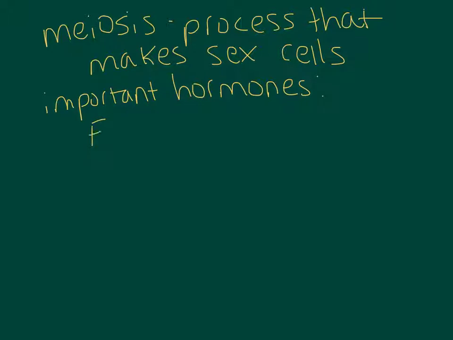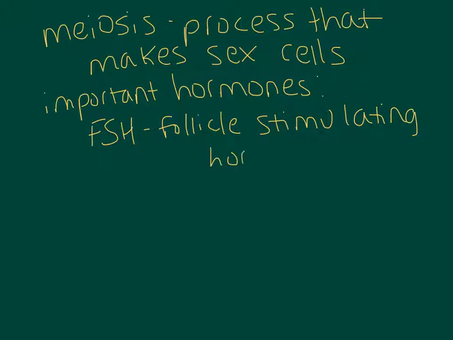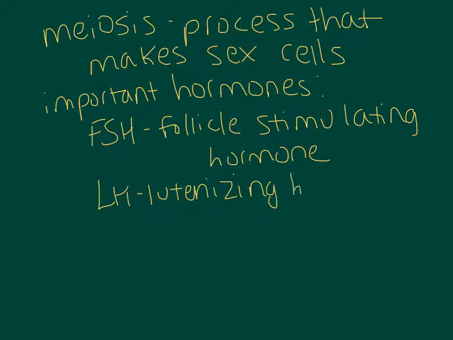Some of those hormones include FSH, which is follicle stimulating hormone, which helps with the growth, and LH, which is luteinizing hormone, which helps with things like ovulation. Both these hormones play a part in a feedback loop or regulatory pathway to help the body develop and make sex cells. So ta-da, we've made a zygote.